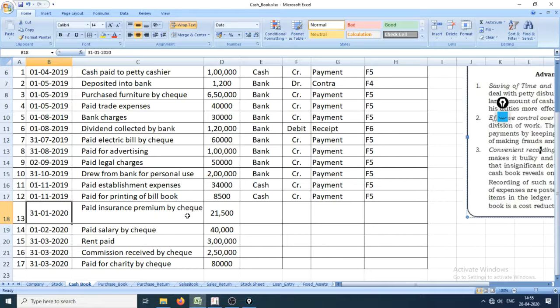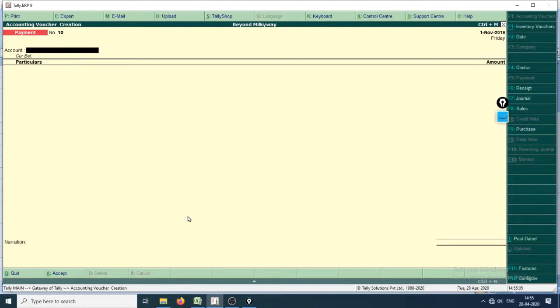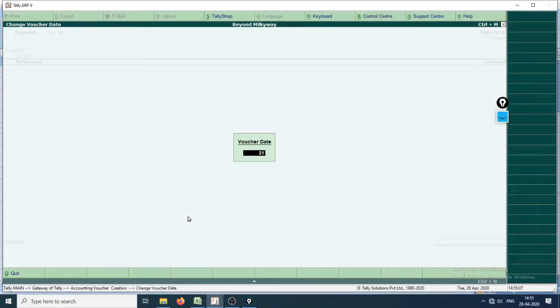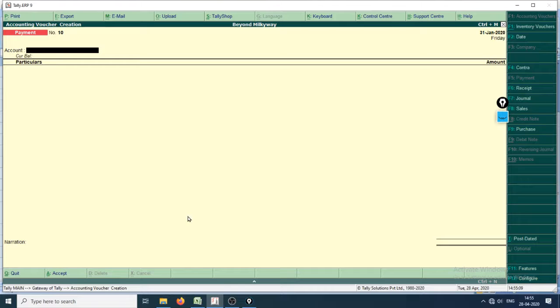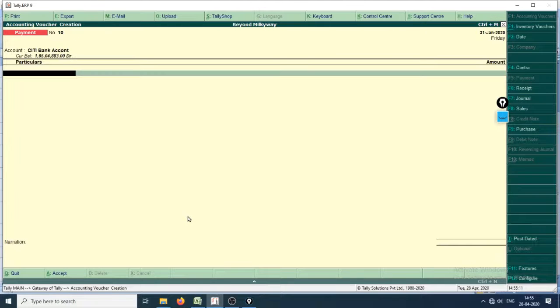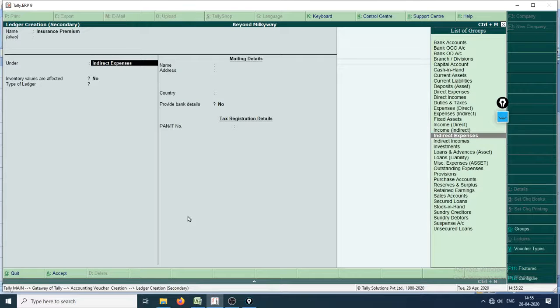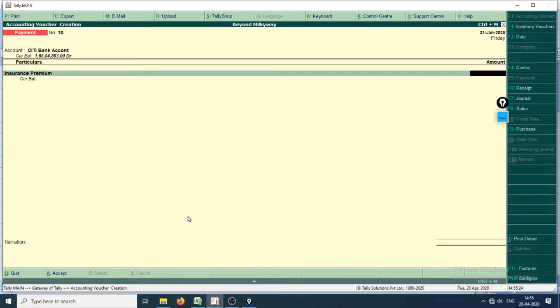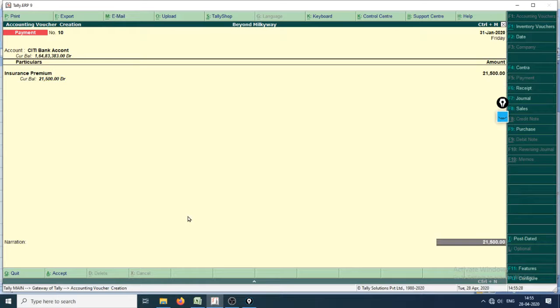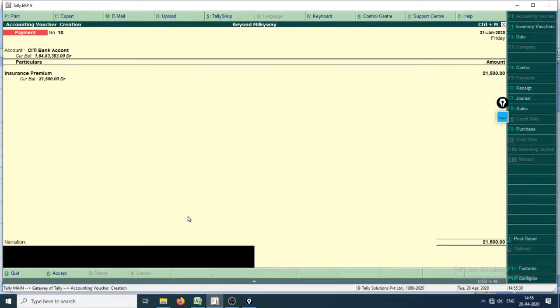For 31st January 2020, welcome to next year. 31st January 2020, payment by Citibank and insurance premium. Insurance premium, indirect expense. What is the amount? 21,500. Paid insurance premium.